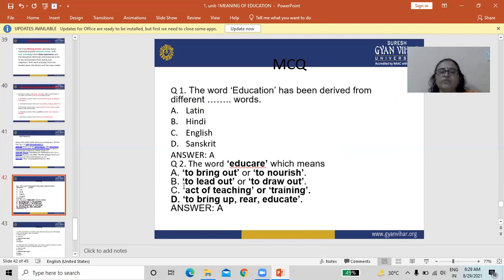Now time for MCQs. The word education has been derived from the different Latin word. Option A Latin, option B Hindi, option C English, option D Sanskrit. Correct answer is option A Latin. Next MCQ: the word educare means option A to bring out or to nourish, option B to lead out or to draw out, option C act of teaching or training, option D to bring up, rear, educate. Correct answer is option A, to bring out, to nourish.